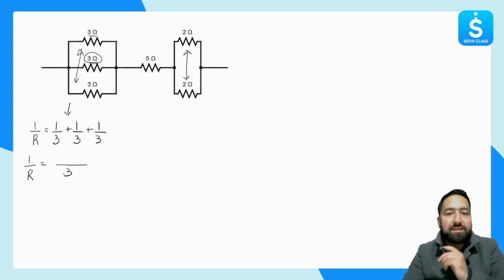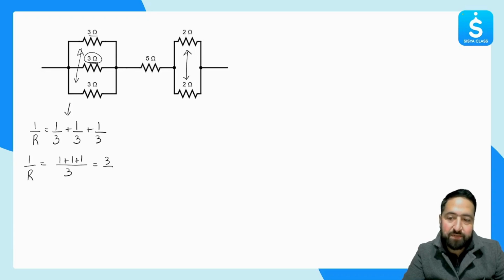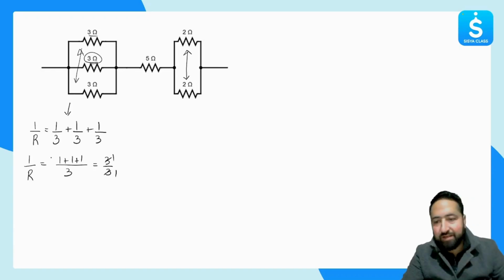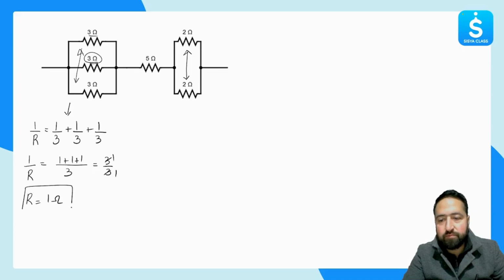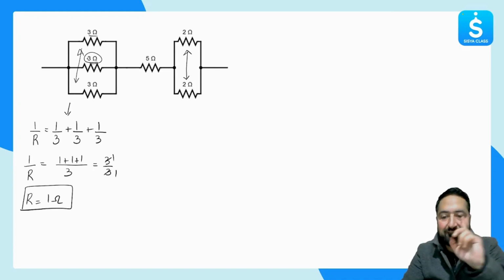It will be 3 only because it is 3, 3, 3. LCM is 3. And on top it comes 1 plus 1 plus 1. 1 plus 1 plus 1 is 3, divided by 3. So now you take the reciprocal. So R will be equal to 1 ohm. So instead of these three, I can put only one resistance of 1 ohm.